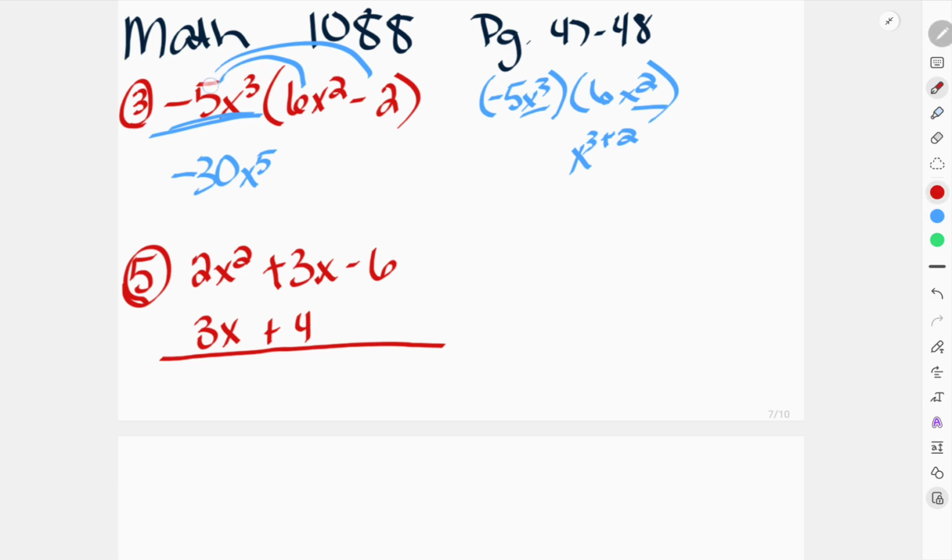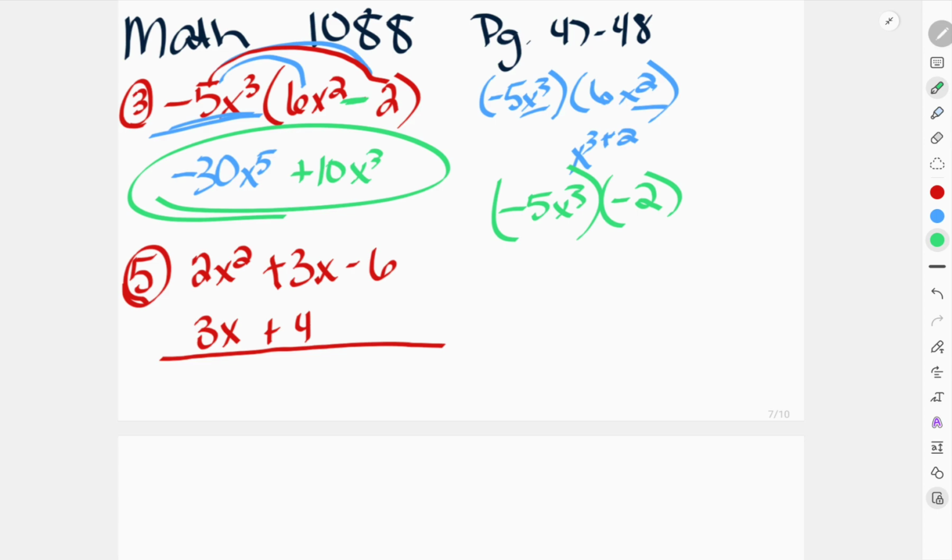The second one is negative 5x to the third times negative 2. There's a negative right there in the middle, so I have to take it into consideration. Negative 5 times negative 2 is positive 10. And then I have my x to the third. That's your answer. You should be able to do 1 and 2 based off of what I just did with number 3. I'm going to move on to number 5.